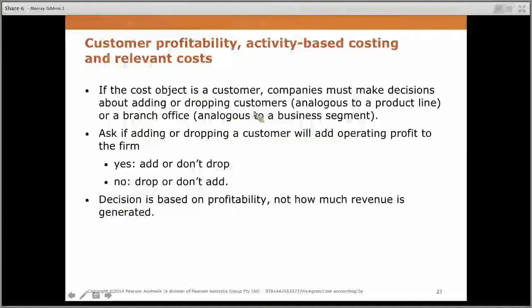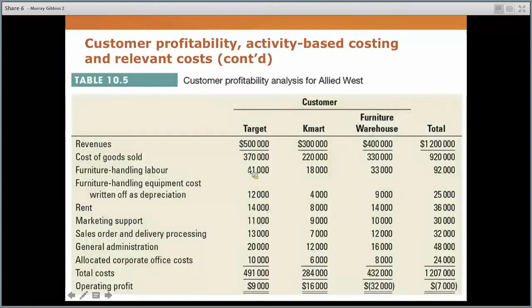There are sometimes we might want to look closely at customers. We might spend a lot of our energy and time supporting a customer, and yet they're not really contributing to the bottom line. So there are times when maybe it's better to let some customers go and pick up some other customers. In this instance, this slide is sort of showing us that we're doing okay with Target and Kmart, but the poor old Furniture Warehouse here, yes, they're bringing in $400,000 revenue, but is there somebody else that we could be selling to that's not costing us as much?